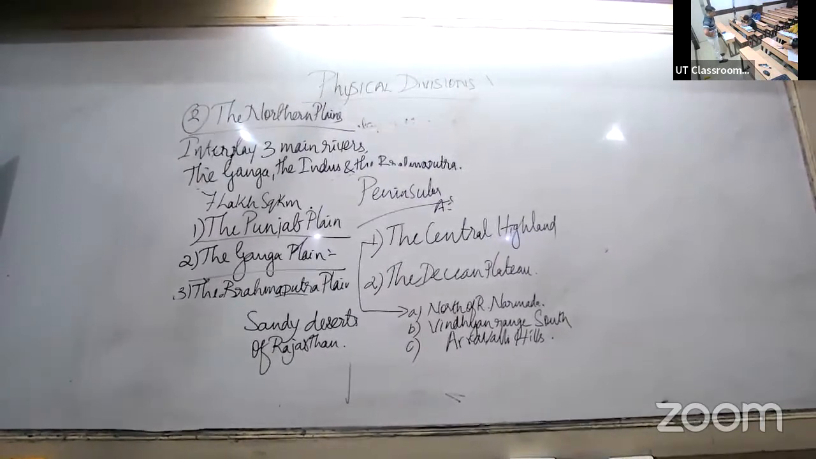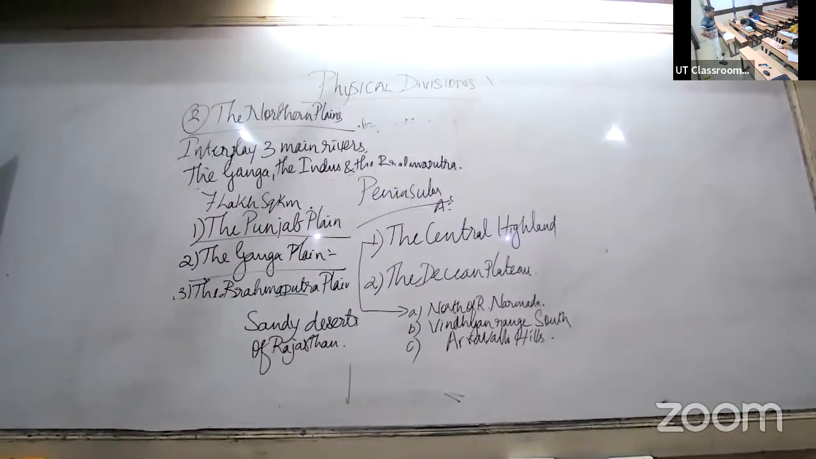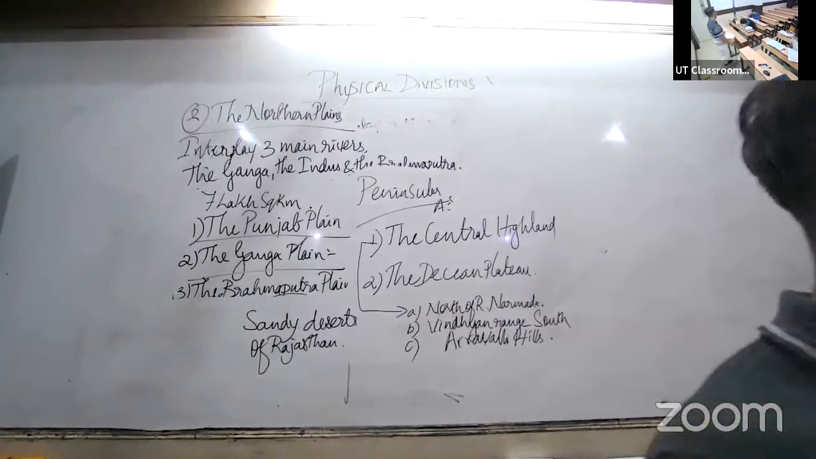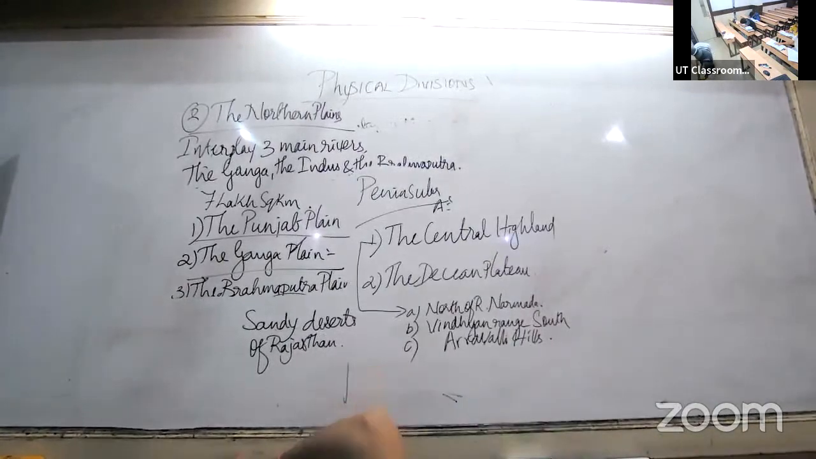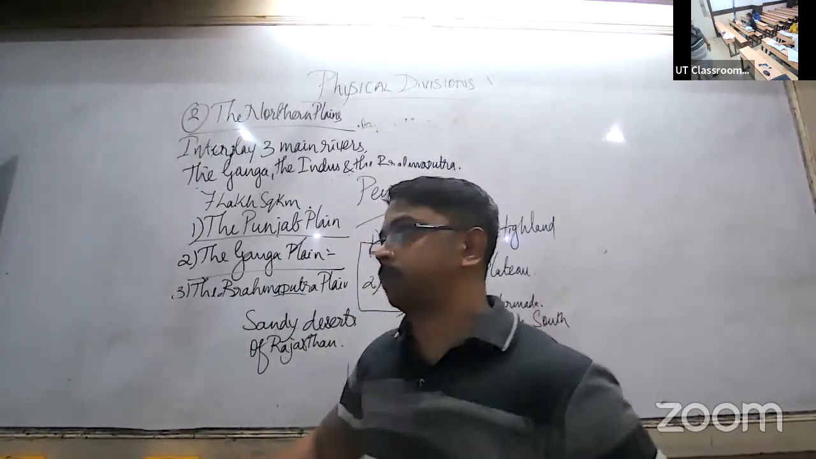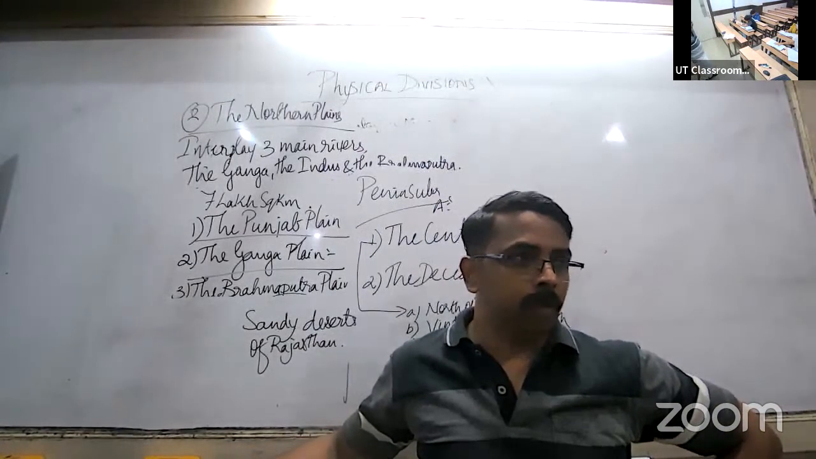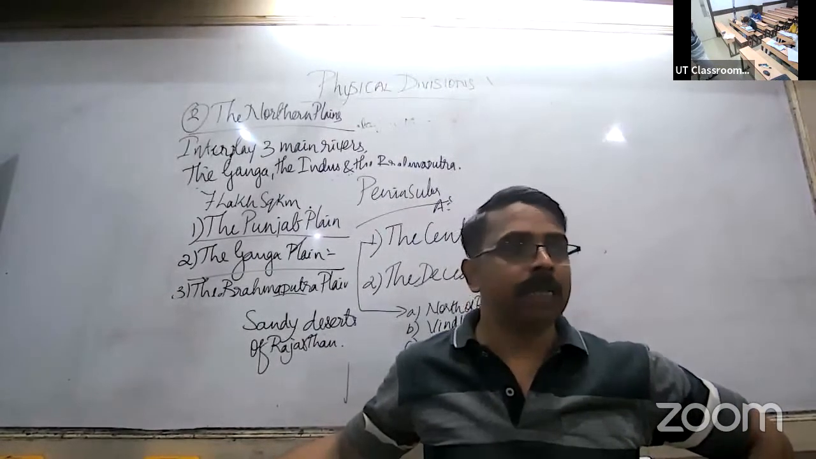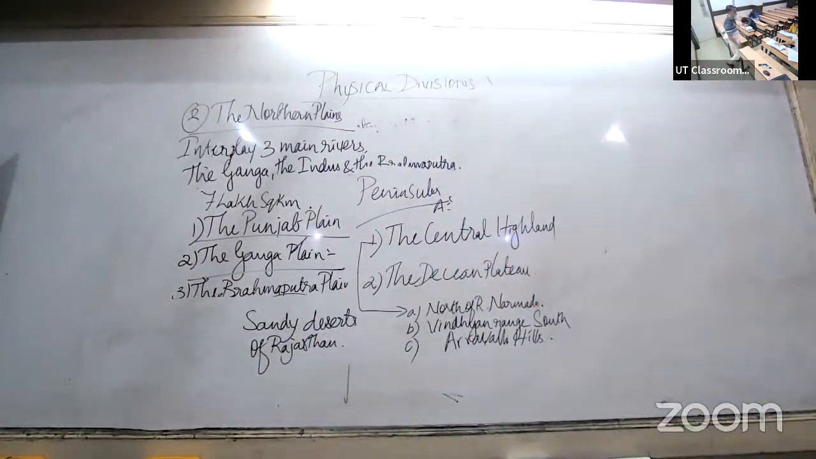The flow of rivers in this region: the Chambal, the Betwa, B-E-T-W-A, the Sindh and the Ken, K-E-N. I'm saying all of them. Keep on writing. Last point from the same heading.